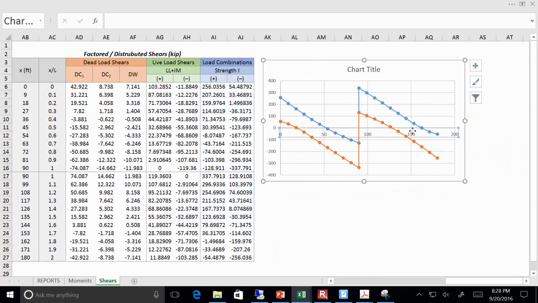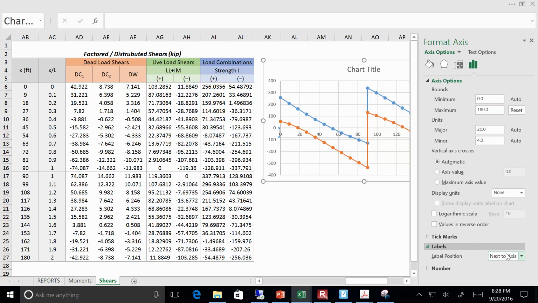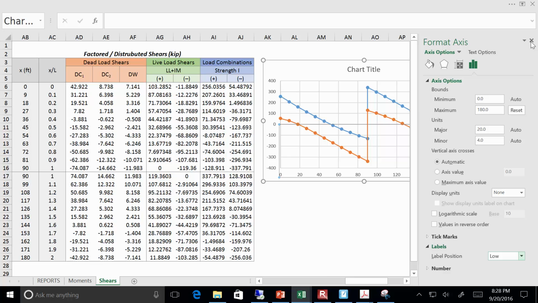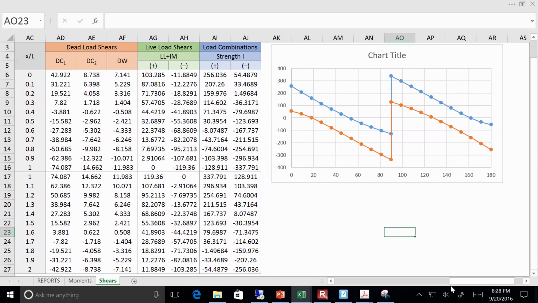So there's your shear diagram. Let me change my axis up a little bit. I'll right click, format that axis, make it go from 0 to 180. Drop those labels down so I can actually read what's going on. And there we go. So here is your factored shear envelope. We'll use this later on to determine whether or not the web is sufficient in resisting the shear, and if not, we will use it to space out stiffeners. So we'll determine how far apart we need to space stiffeners.